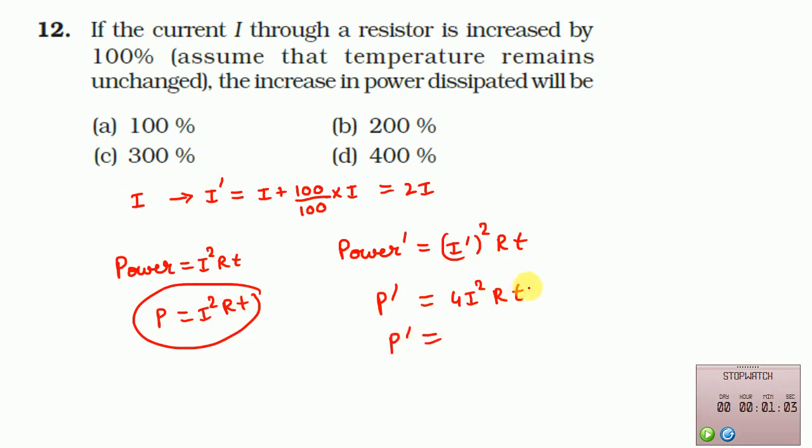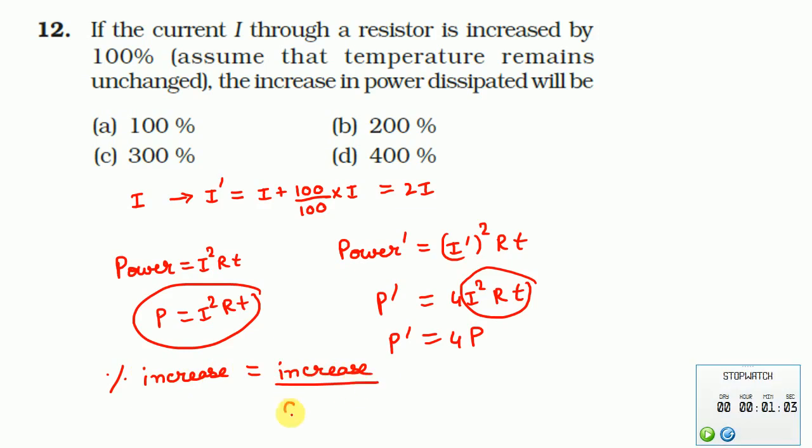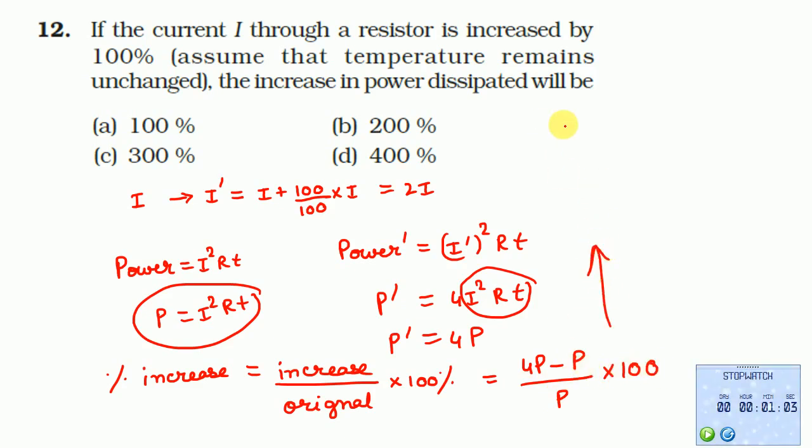So P dash equals 4P, replacing I square R t with P. We have to find the percentage increase in power. Percentage increase of anything is equal to the increase by the original into 100%. The increase is the increased value 4P minus the original value P, by the original value, into 100%. So 4P minus P is 3P. 3P by P into 100.